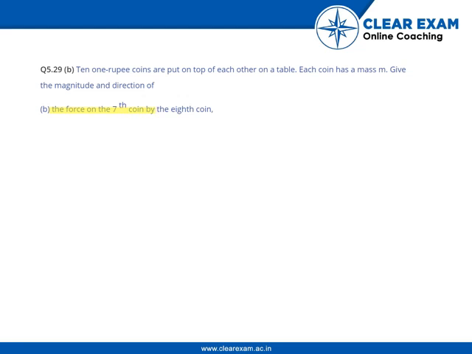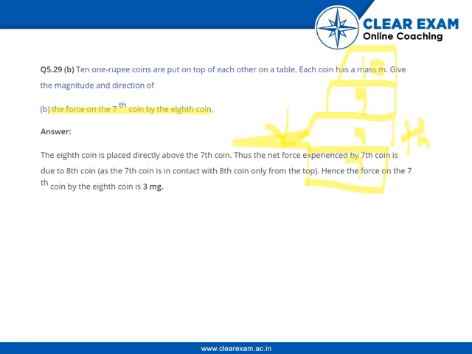The force on the 7th coin by the 8th coin. If this is the 7th coin, the force of the 8th coin. On top of the 8th coin, we have 2 more coins. Therefore, the 8th coin will put as much pressure as in the previous scenario, that is 3 mg.